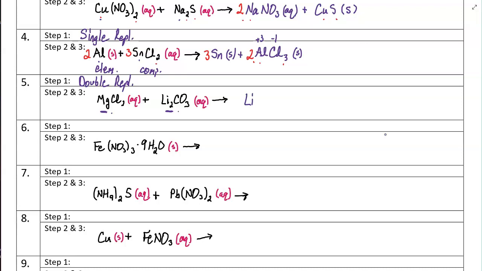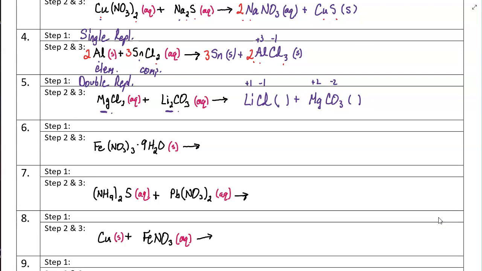The lithium bonds with the chloride. Lithium chloride. Lithium's +1, chloride's -1, no crisscross needed. Then say aqueous or solid, whichever it is when you look up on the solubility chart. The other compound that's created will be the magnesium paired with the carbonate. Magnesium is +2, carbonate is -2, a little bit of scrap work there. And notice there's no crisscross needed. And then the parentheses to write aqueous or solid.